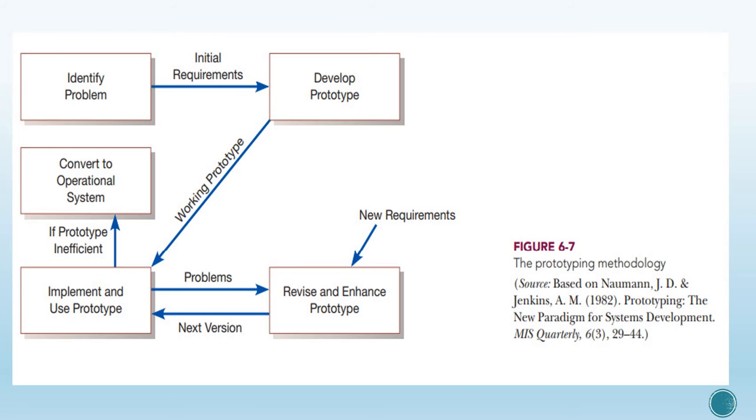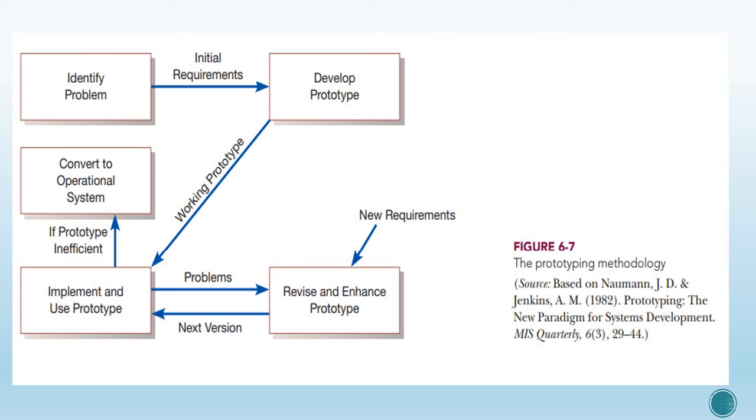However, if the prototype is inefficient or if there are certain problems again, then it will be revised and enhanced again, and the next version will be implemented. Then, if that prototype is finalized and it is satisfactory, then that prototype will be made final, and hence it will be converted into an operational system.